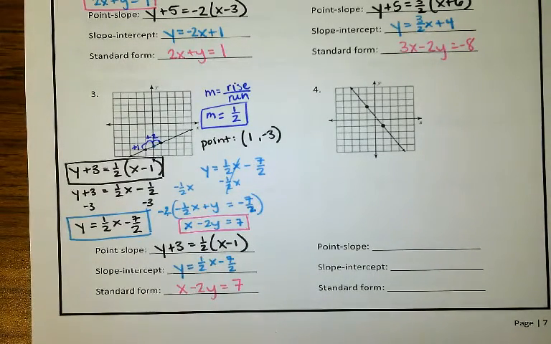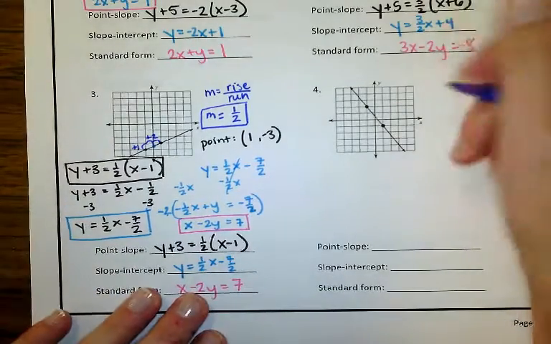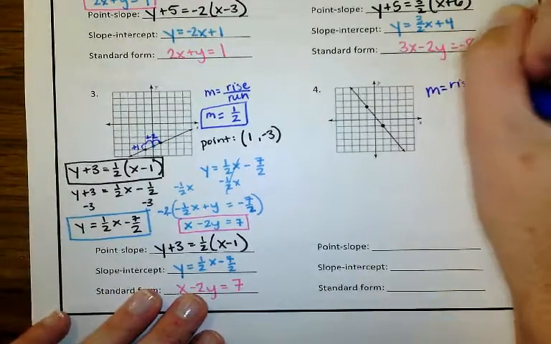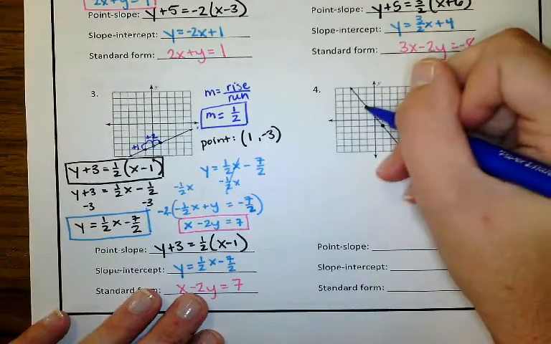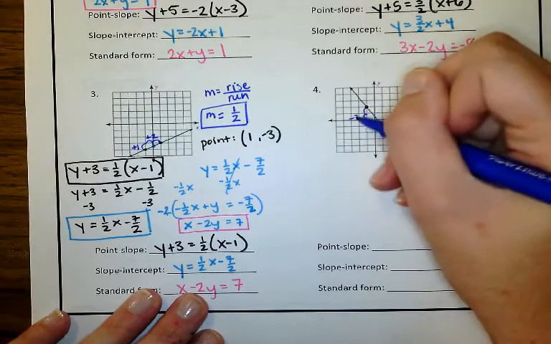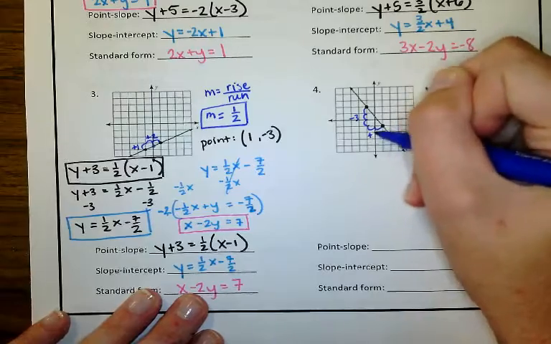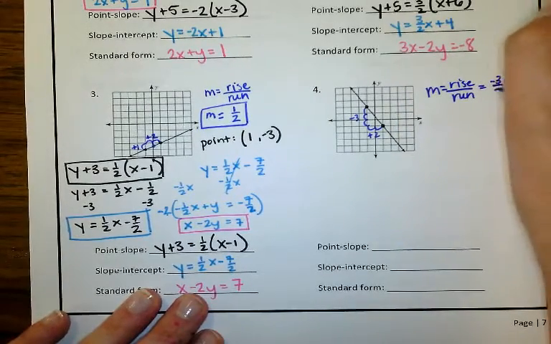Alright, last one here. First we need to find our slope. So what is my slope? Remember, slope is rise over run. So in this case, we're going down 3 and right 2. So that's negative 3/2. So my slope is negative 3/2.